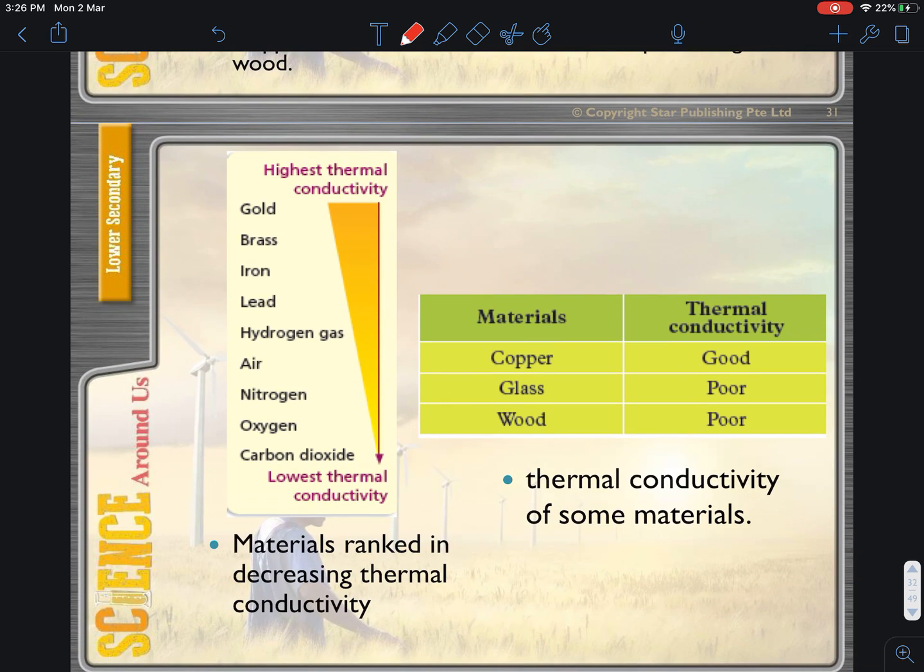So in terms of highest to lowest thermal conductivity, these are the items, and what you can see is a general trend that all these are metals, and you are moving towards non-metals. So a gas is a non-metal, whereas gold, brass, all these are metals. So for thermal conductivity, the more metal it is, the greater the thermal conductivity. The more it's a non-metal, the lower the thermal conductivity.